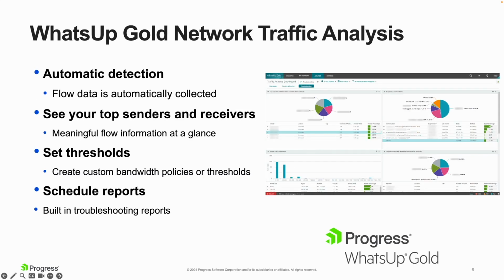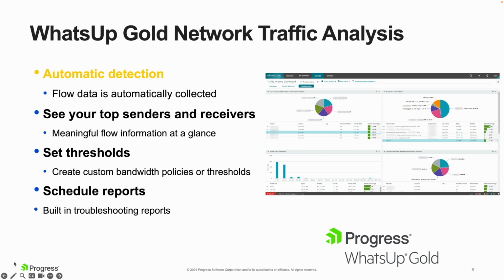So where does What's Up Gold fit into the equation? What's Up Gold has an add-on feature called network traffic analysis, which is designed specifically to help administrators monitor their bandwidth consumption and network traffic. It automatically detects your flow sources and begins collecting flow data.